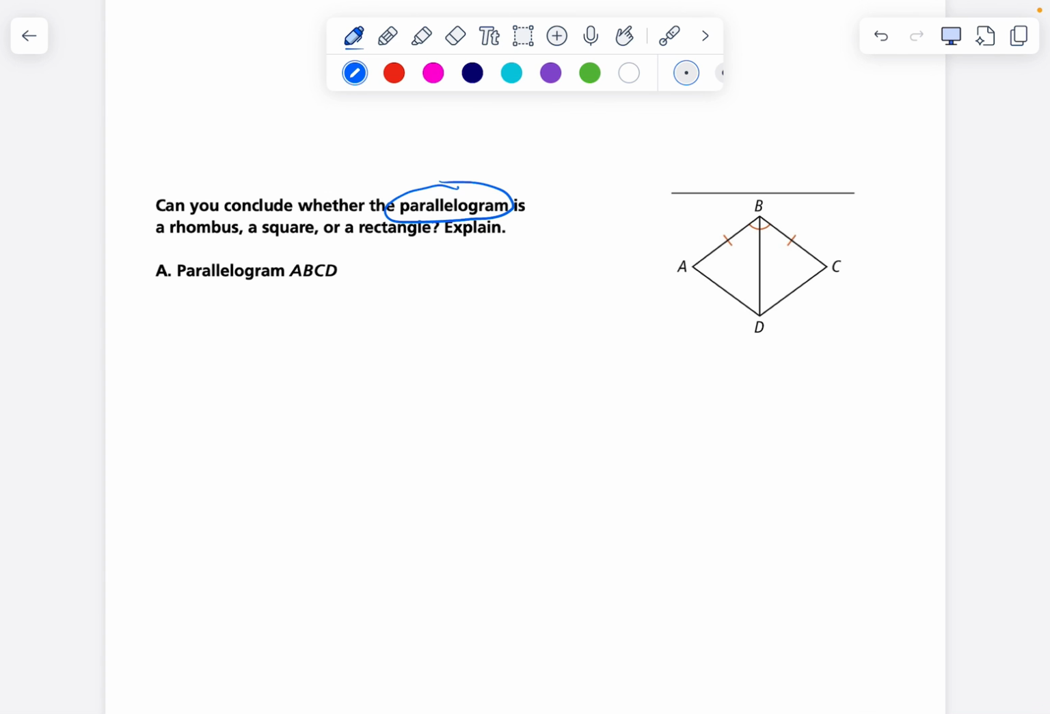So raise your hand when you have your vote. And please don't base it just on what it looks like. You've got to be able to justify. All right, that's most of you. What do you guys think? A rhombus? Okay, now justify. Why? You are correct, by the way.